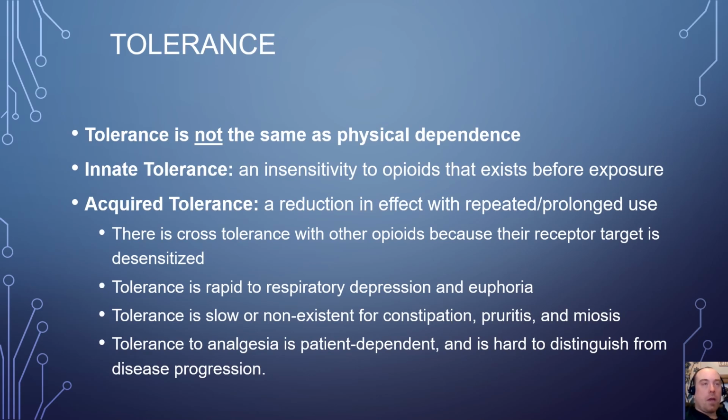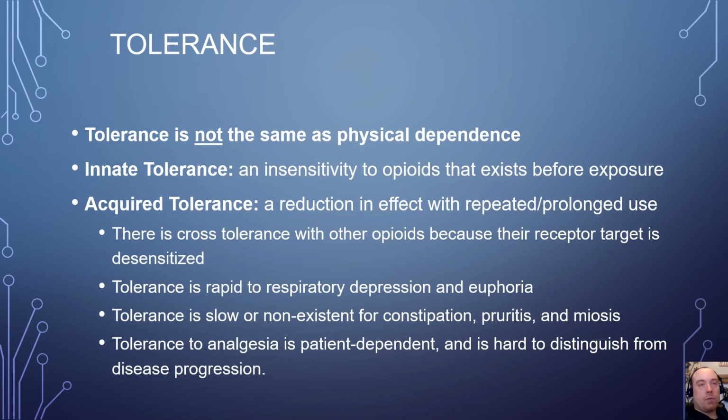So it doesn't matter if you're taking codeine, morphine, methadone, any opioid could potentially cause a downregulation of its receptors, which then makes the other opioids also less effective because it's a common target.